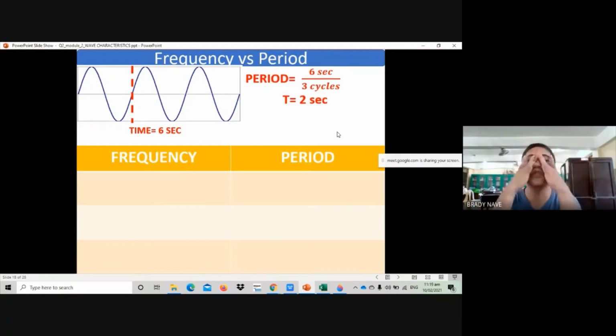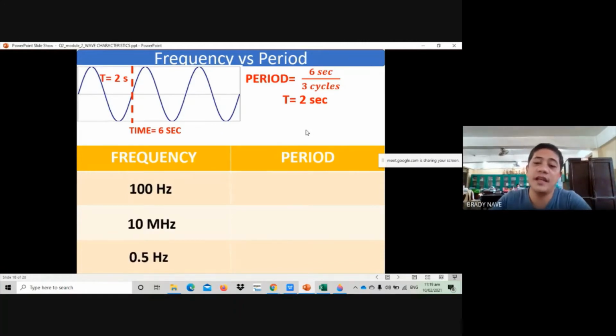So, ano ngayon ang relationship ng period at saka frequency? They are inversely proportional. What does it mean? The higher the frequency, the lower the period. And the lower the frequency, the higher the period. Okay, so let's have more examples.